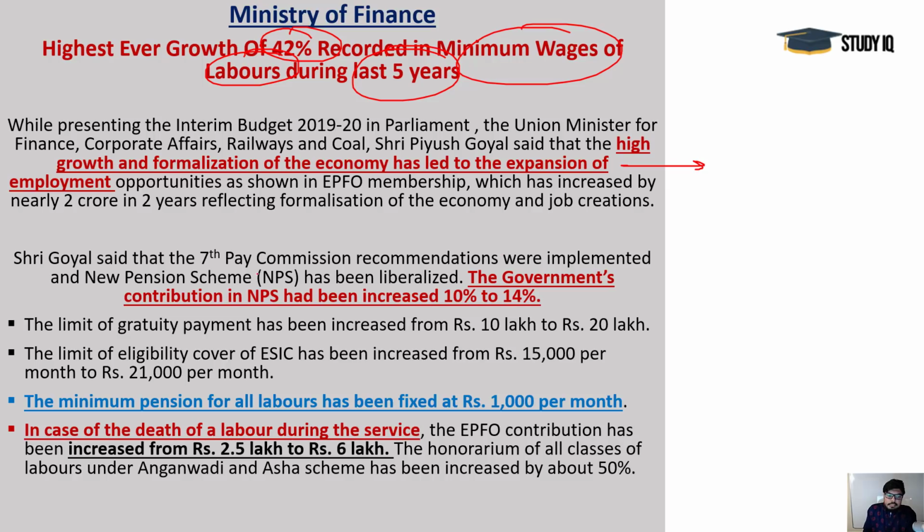The government's contribution in the new pension scheme is also raised, and they raised the limit of gratuity payment after retirement from 10 lakh to 20 lakh, and the eligibility for the Employees' State Insurance Corporation is also raised from 15,000 to 21,000 per month. So these are the steps, and one important step is that minimum pension is fixed at 1,000 rupees, no less than 1,000 rupees given as pension for the laborers. So that's important. And now after the death of a laborer during service, the amount is raised to 6 lakh from 2.5 lakh rupees.